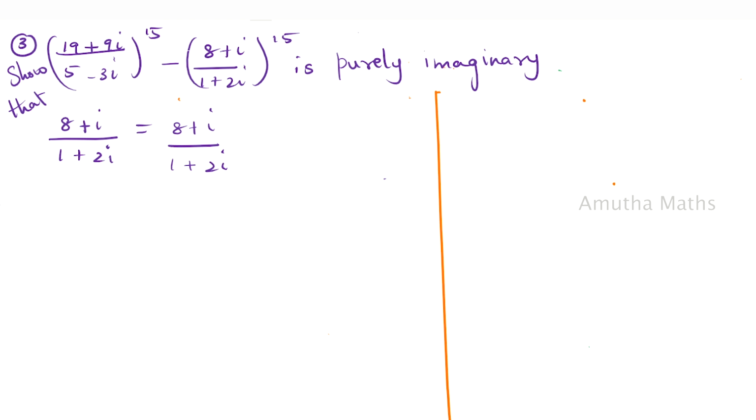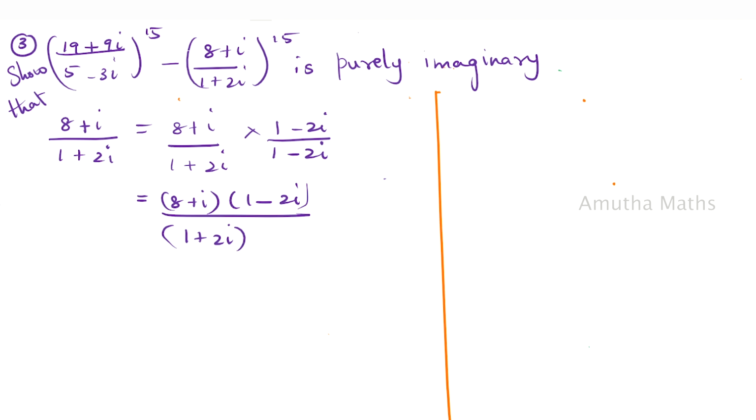You multiply and divide by its conjugate. So 1 minus 2i divided by 1 minus 2i. So this is equal to 8 plus i into 1 minus 2i divided by 1 plus 2i into 1 minus 2i. So this is equal to, so you multiply these two and you have to multiply these two. Okay. Here again a plus b, here a minus b. So that is a square minus b square.